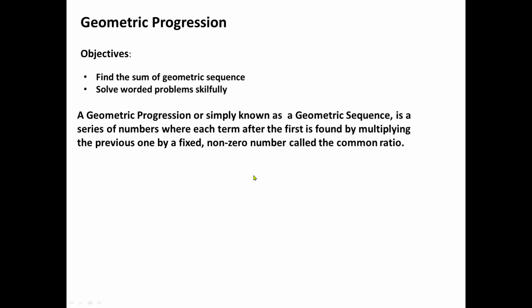Now, this is the definition of geometric sequence or geometric progression. A geometric progression, or simply known as a geometric sequence, is a series of numbers where each term after the first is found by multiplying the previous one by a fixed non-zero number called the common ratio. So ano bang ibig sabihin niyan? Mamaya konti, mas maliliwanagan ka, anak.